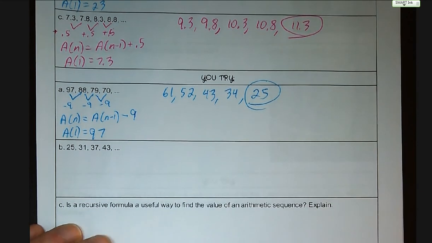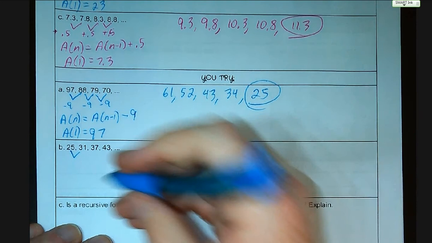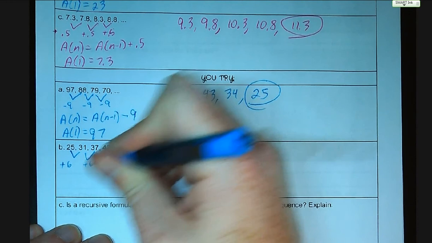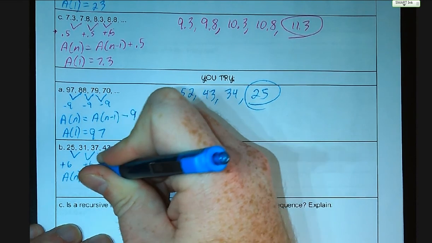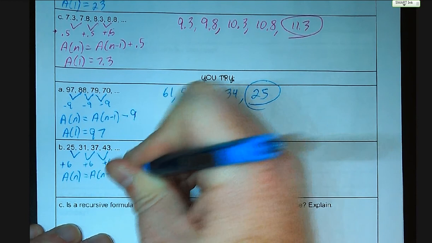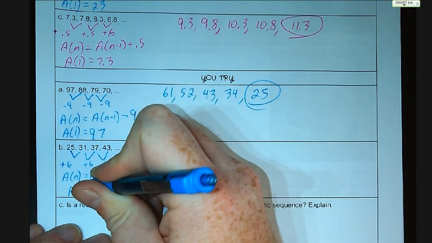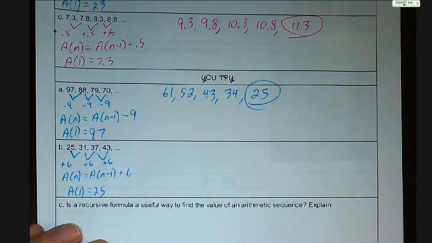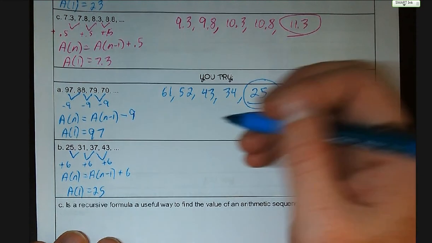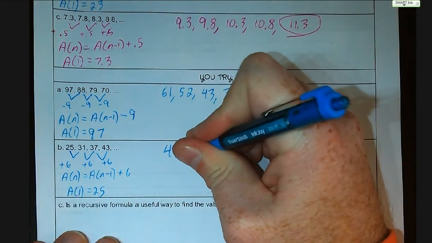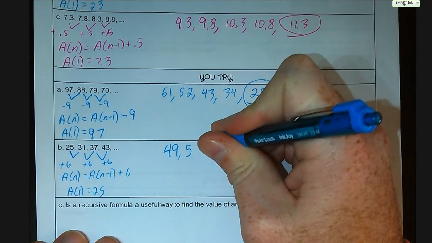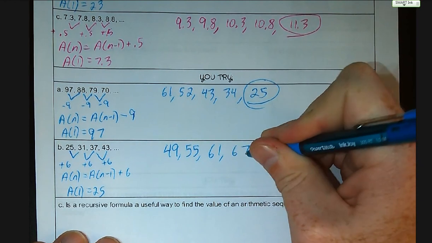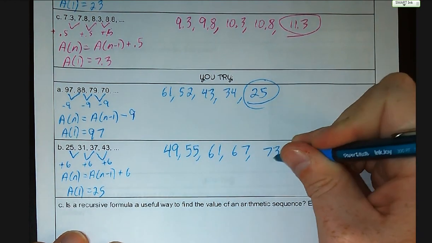Okay, for letter B, the first term we get is 25, and they're going to 31. So we see that they're adding 6 every time in the sequence. So that is our common difference. So our equation is going to be the exact same, except at the end we're going to have a plus 6. The first term that they gave us was the 25. And we're going to continue on with the 43 that they had, and we're going to add 6 to that. So 43 plus 6 is 49. Plus another 6 is 55. 61. 67. And then 73 is our 9th term.